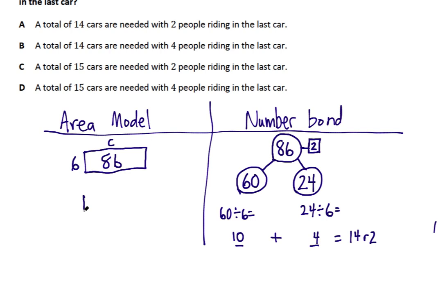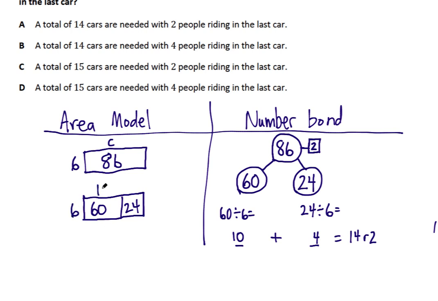Now, I am not going to use 86 as my area. I'm actually going to use some different numbers. I'm going to break it up into numbers that are multiples of 6. So, let's do 60 and 24. And we're dividing by 6.